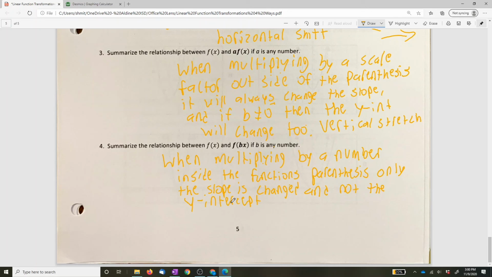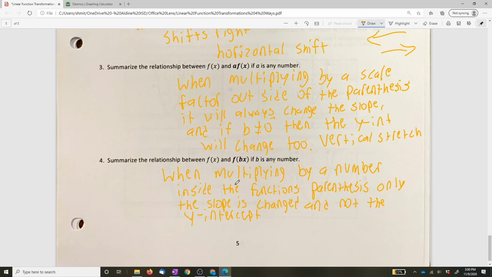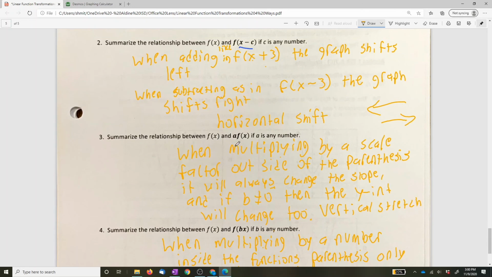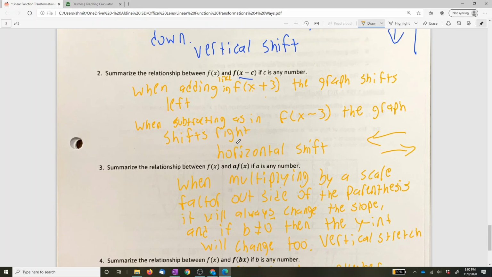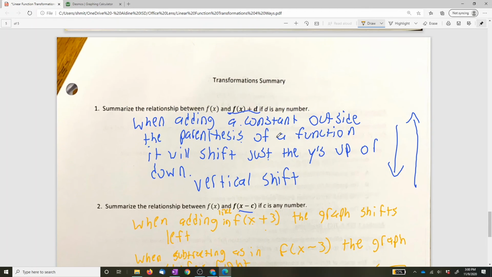Okay, that's the end of today's notes. Just remember, inside the parentheses only changes the slope. Multiplying outside the parentheses changes everything by that factor. Adding or subtracting, if it happens inside the parentheses, it's going to shift the graph to the left or to the right. And if you add or subtract something outside of the parentheses, it's going to move it up and down, and it's just going to be exactly what that number is.